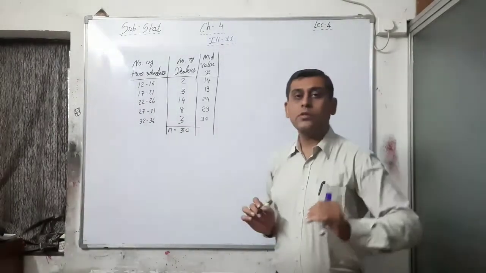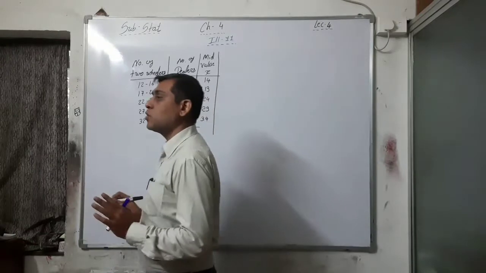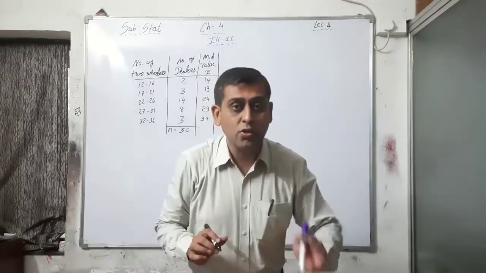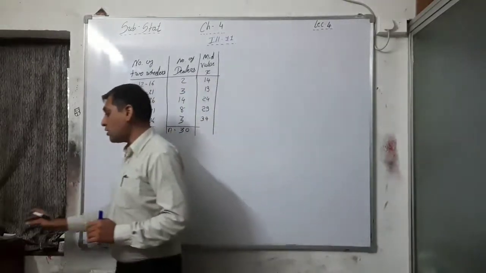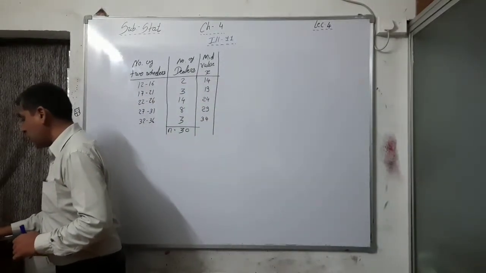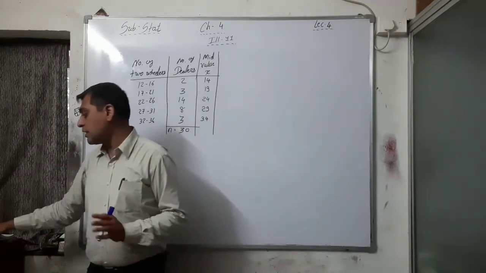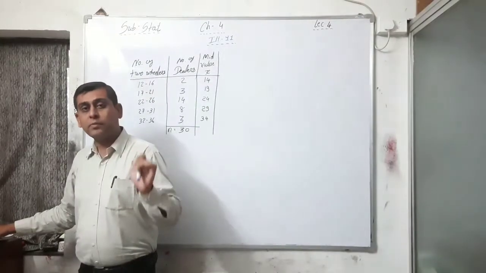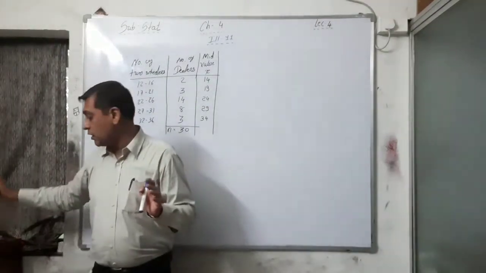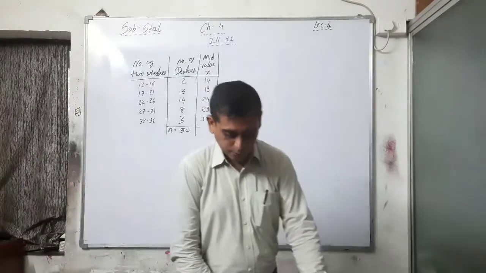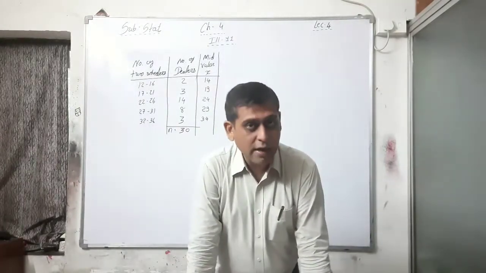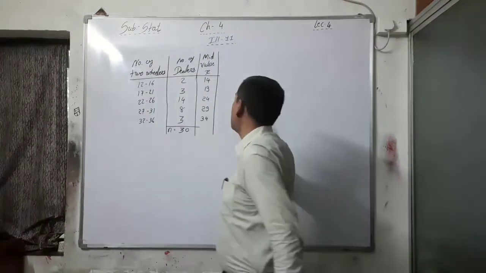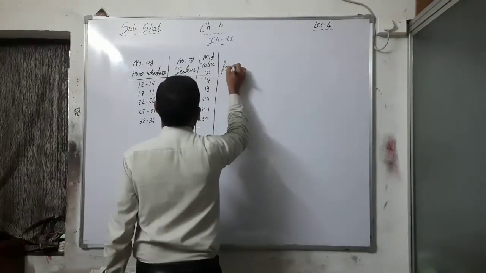Now we can find this by fi xi, as well as by the shortcut method. The method taken here is the fx method, right? But we can also find this by the second method, that is the shortcut method. Here we go with the book, that is fx, the multiplication of these two. We want the mean first.